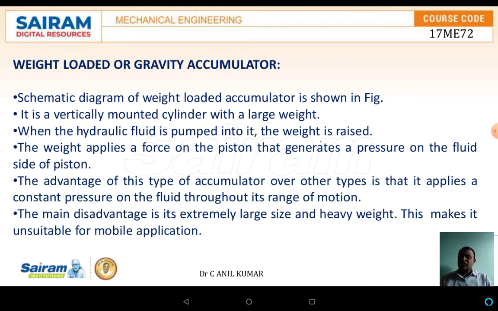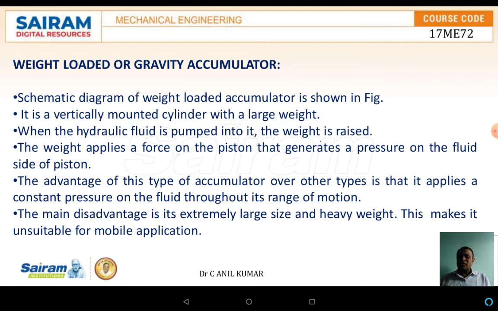The first one we are discussing is the weight loaded or gravity accumulator. The schematic diagram shows the weight loaded accumulator. As the name suggests, a dead weight is applied over the cylinder, the cylindrical portion where the fluid is stored. It is a vertically mounted cylinder with a large weight. When the hydraulic fluid is pumped into it, the weight is raised. The weight applies force on the piston that generates pressure on the fluid side of the piston.